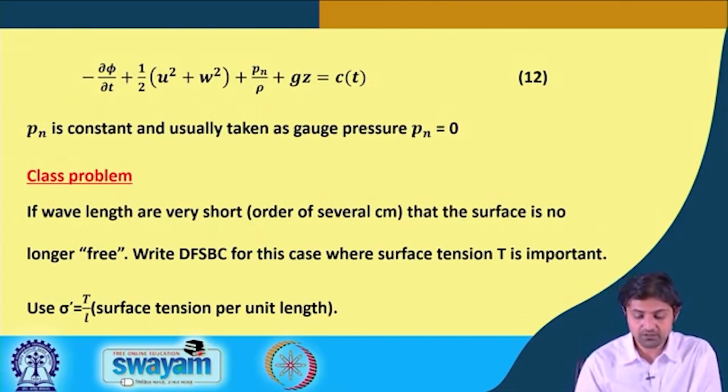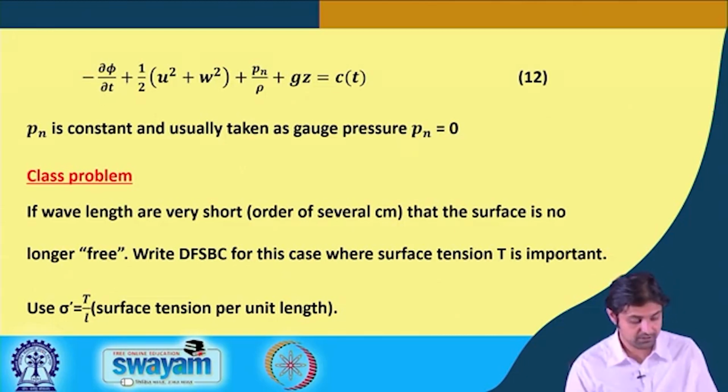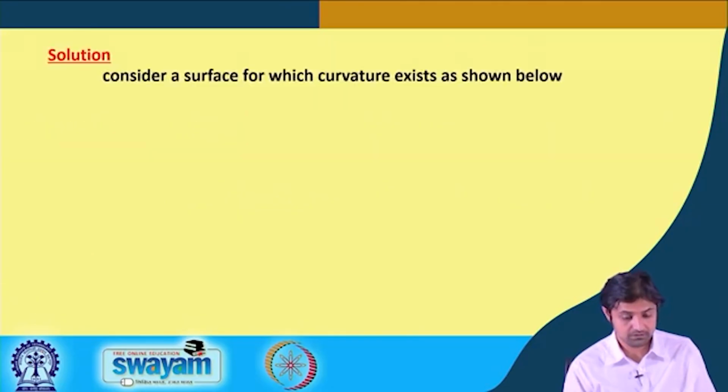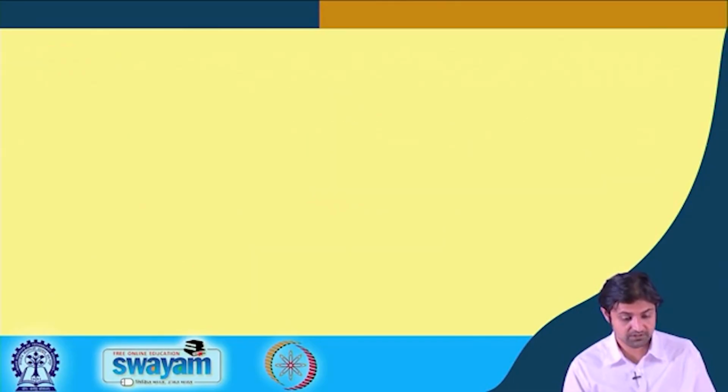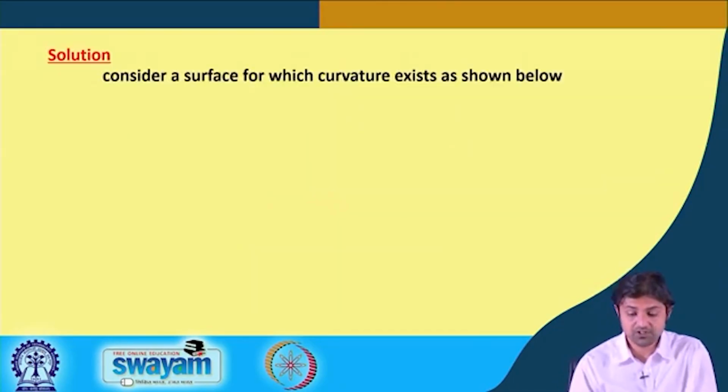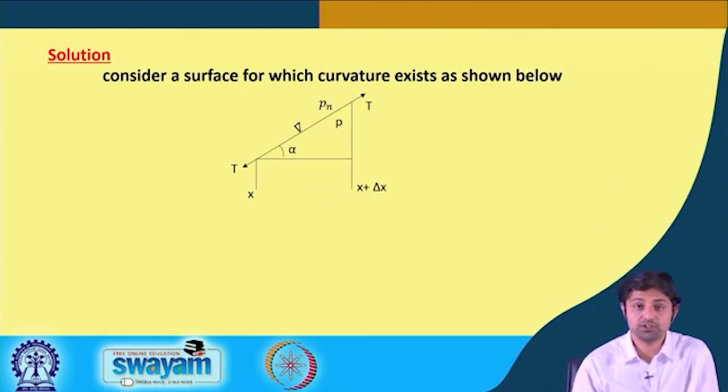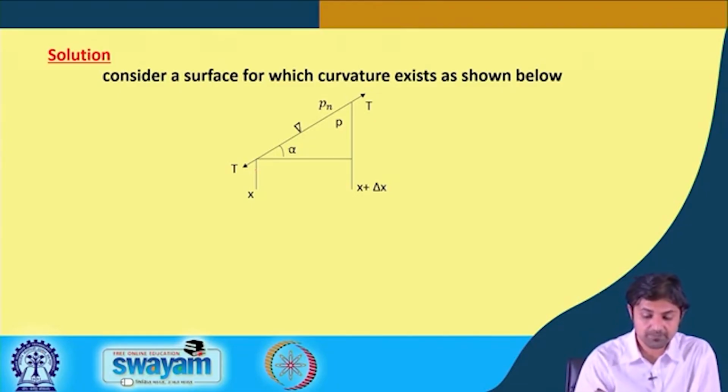Now, if wavelengths are very short, the surface is no longer free, and you have to write the dynamic free surface boundary condition for the case where surface tension T is important. All right. So, I will solve the dynamic free surface boundary condition in this case. Consider a surface for which the curvature exists and is as shown below here. So, this is T, and this is alpha, and the gauge pressure is Pn, and we have considered this distance delta x.